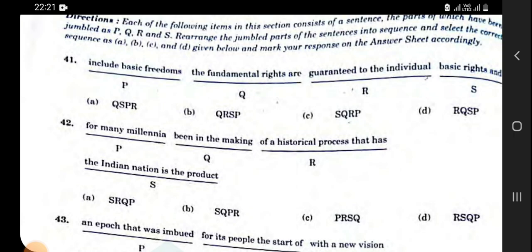QSPR. The fundamental rights are basic rights and include basic freedom guaranteed to the individual. So QSPR, A will be the answer.